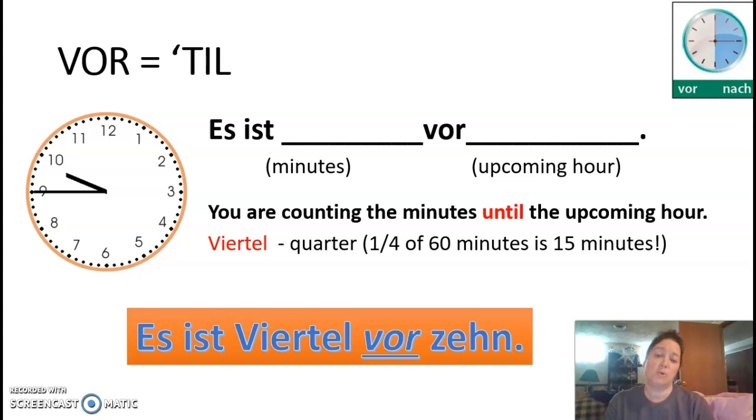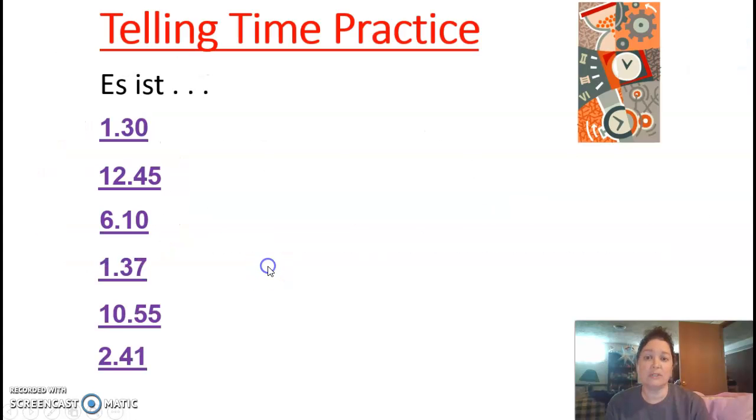So the most important thing is to know the difference between nach, after, and vor, till. Think of vor as before. Therefore, the other one, nach, has to be after. That's really the biggest trick here. Otherwise, it's just like English. Viertel means quarter. Vor means before or till. Nach means after. And that's pretty much all there is to it.